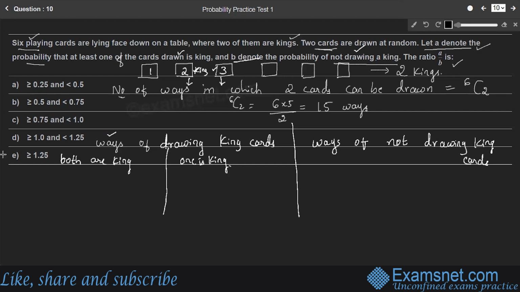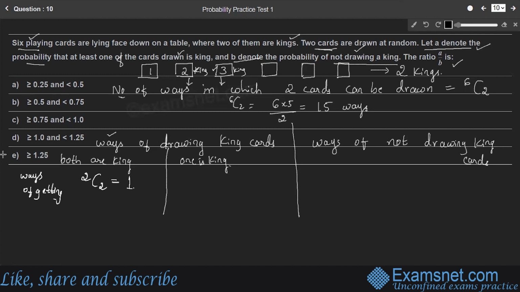Both the cards are king cards, king and king, right? So here, the probability of getting king cards. Before going to probability, we'll consider ways of getting king cards. Out of the 2 cards which we have drawn, both the cards are king. Therefore, 2C2 is 1. There is only one way to draw both the cards as king cards.